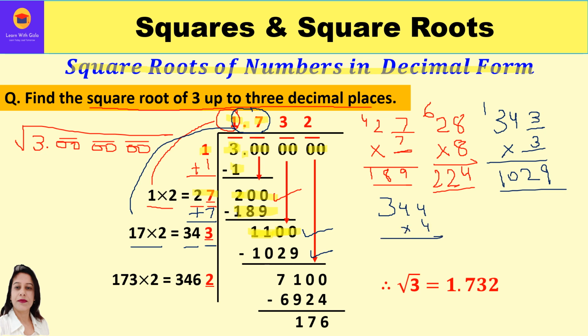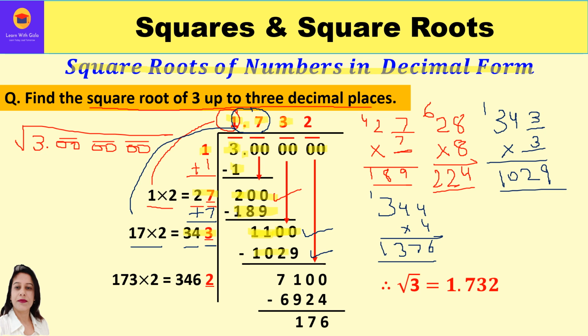So 4 4s are 16, plus 1, 17, and 3 4s are 12 and 13. 1376 I am going to get, which is more than 1100. So I will just stick to 3 number. So I will say my divisor now is 343 multiplied by 3.